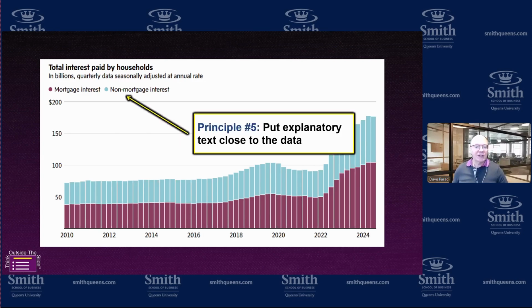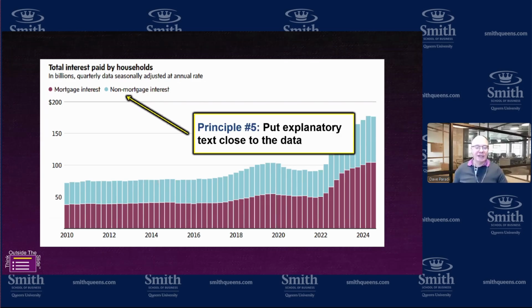And then principle 5 is to put the explanatory text close to the data. Now here, the explanatory text is the legend. Legends are very, very rarely a good idea. There are much better options. And this comes from the research of Professor John Sweller of the University of New South Wales. And what his research has showed is that putting the explanatory text, in this case, what are the two data series being shown, put that close to the data, and understanding comprehension goes up.